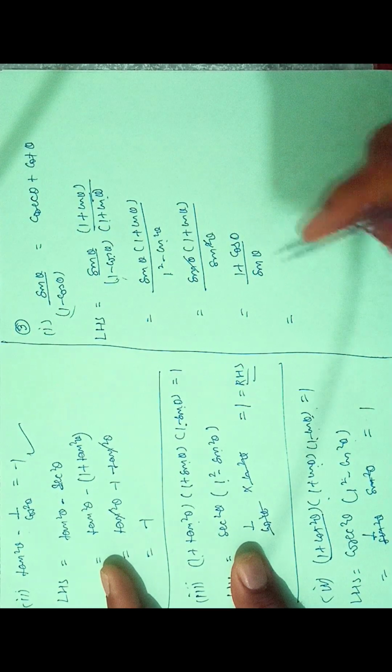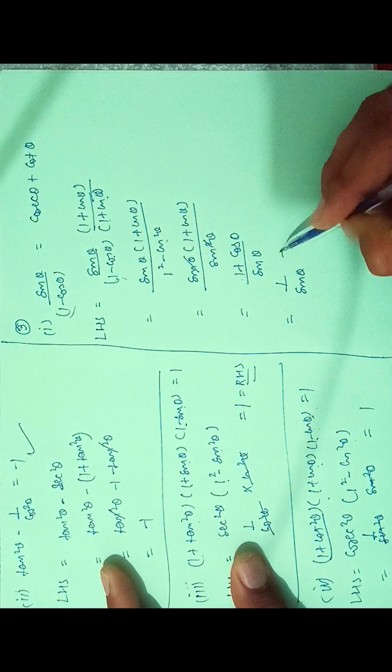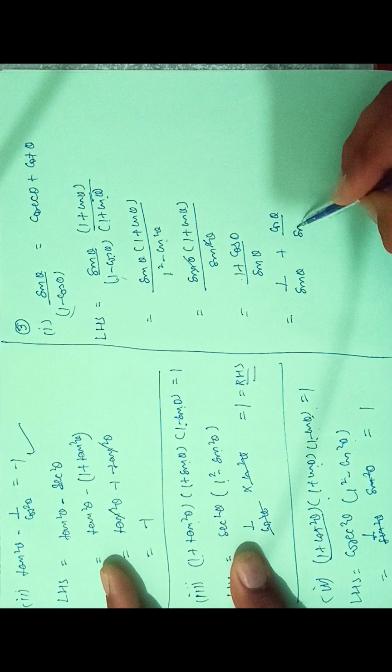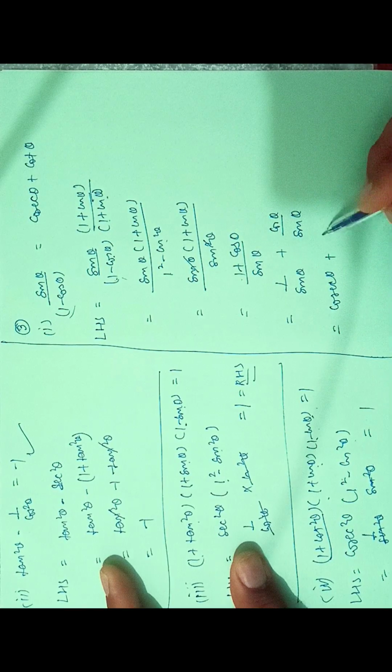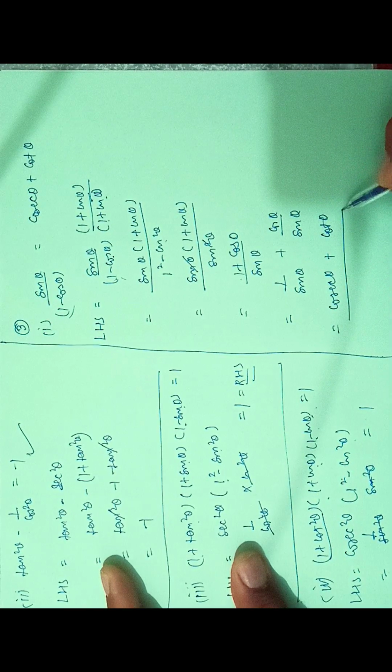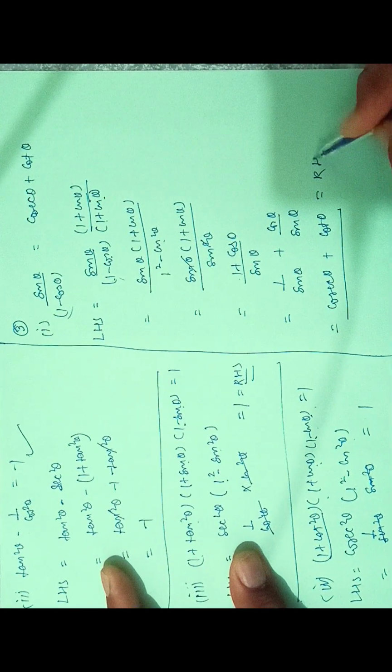Now simply I'll divide each of these terms by sin theta. So it will be 1 upon sin theta plus cos theta upon sin theta. 1 upon sin theta is cosec theta, and cos theta upon sin theta is cot theta. So these are the very terms which we had to prove. Okay, so this is the right hand side.